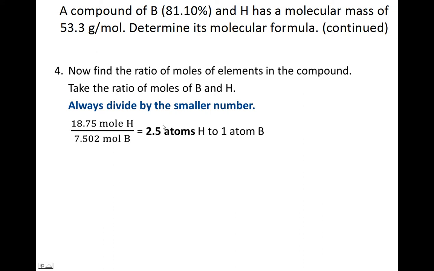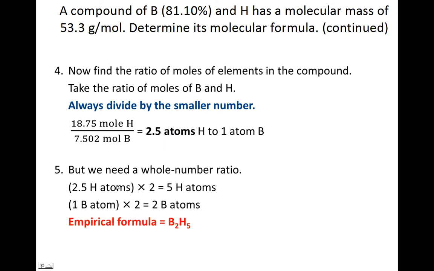But I don't want that decimal in my formula. So I'm going to start multiplying to get myself to whole numbers. So I'm going to multiply each number by 2. 2.5 hydrogen atoms times 2 gives me 5. 1 boron atom times 2 gives me 2. So now I have 5 hydrogen atoms and 2 boron atoms. You'll notice my ratio is still 2.5. 5 divided by 2 is 2.5. But now I've got whole numbers instead of that decimal.